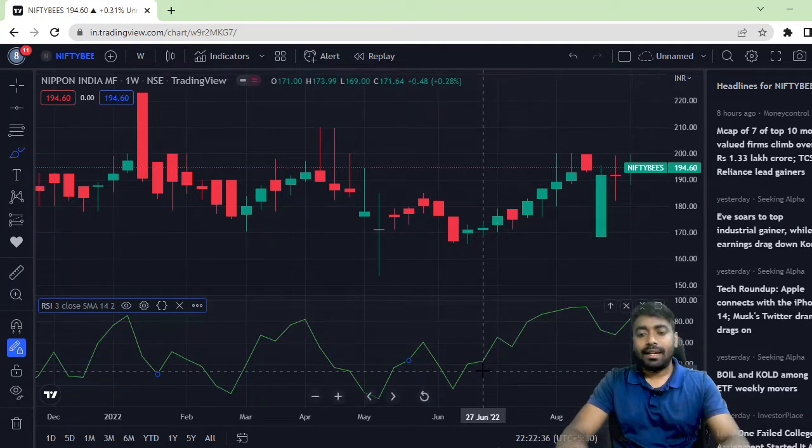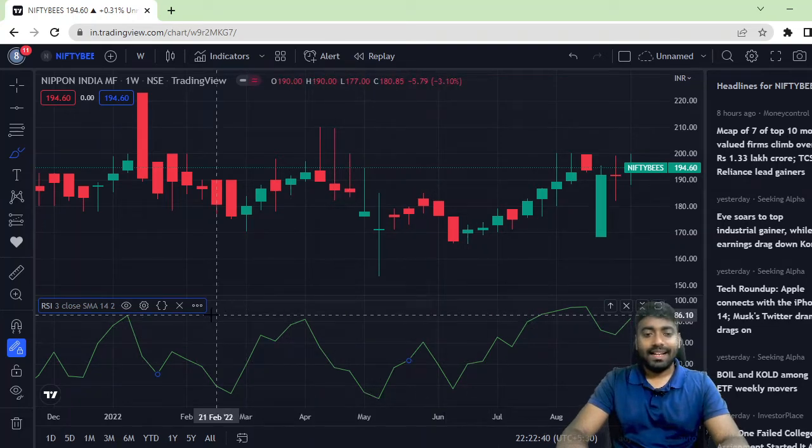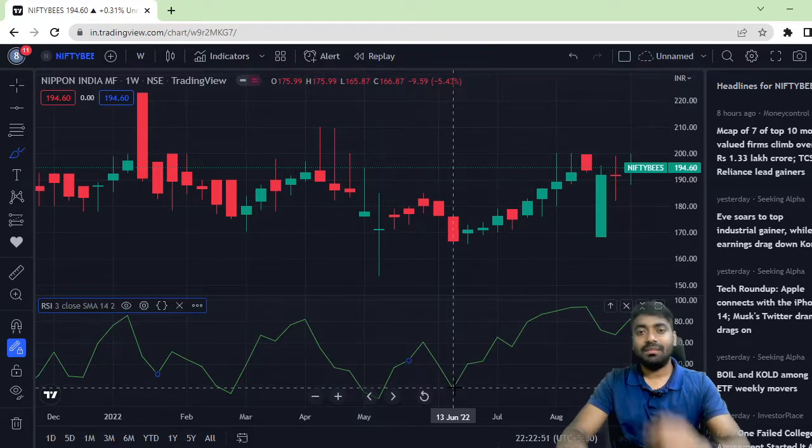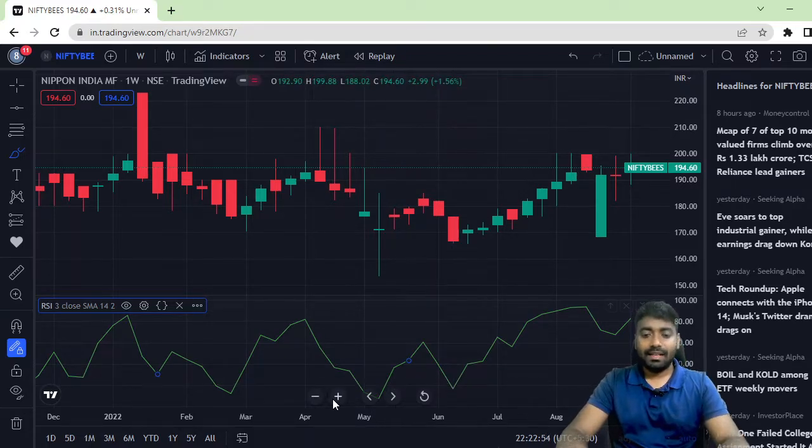The index you are seeing below is the relative strength index, for a period of around 3 weeks. So the chart you are seeing here is purely a weekly chart, and the RSI you are seeing is for 3 periods, that means for 3 weeks. That is basically what you have to put.